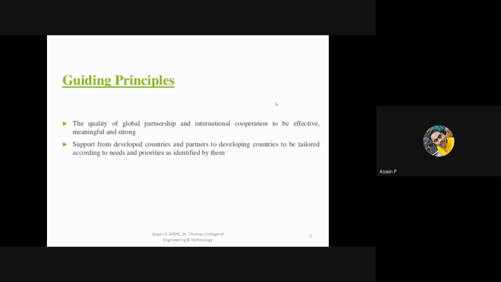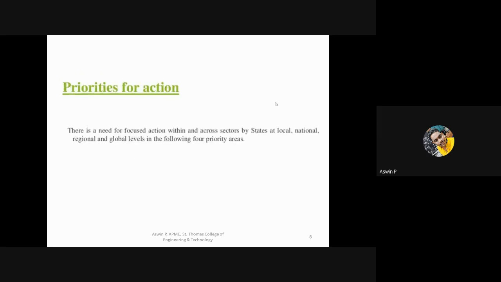In such situations, India helped them as part of this: support from developed countries and partners to developing countries, to be tailored according to the needs and priorities as identified by them. These are the 13 guiding principles. And definitely we have priorities for action. There is a need for focused action within and across sectors, by states at local, national, regional and global levels, in the following priority areas.